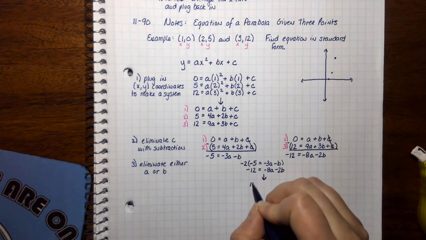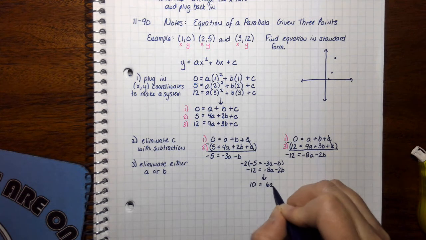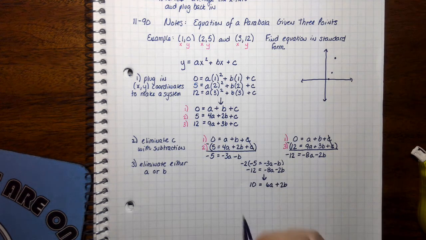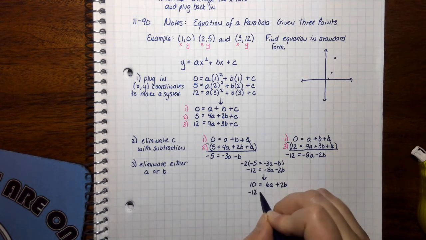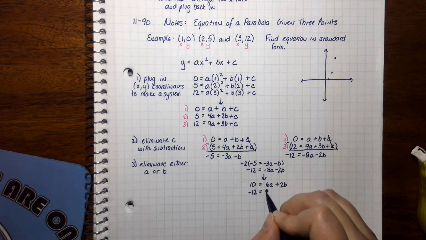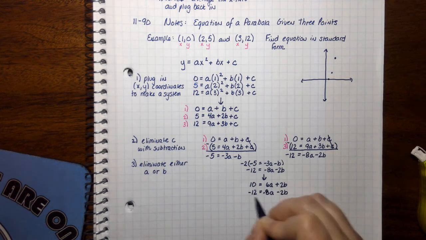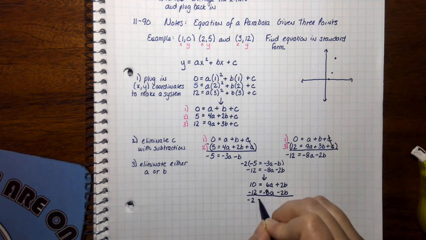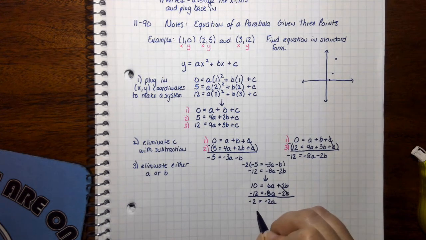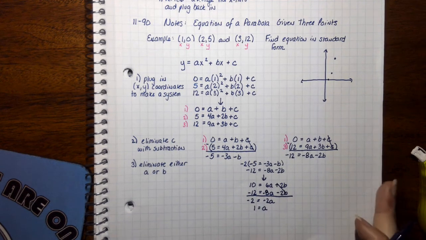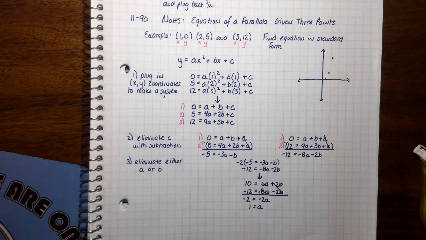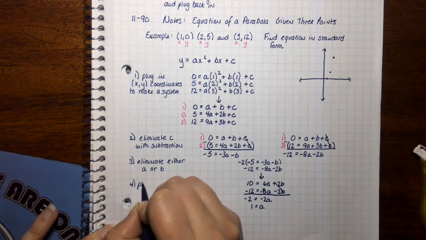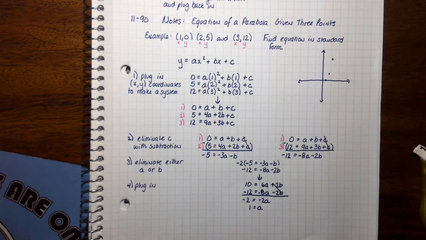So I have 10 equals 6A plus 2B. Negative 12 equals negative 8A minus 2B. Negative 2 equals negative 2A. 1 equals A. Okay, now step 4 is to plug in. And we still need to get B and C.